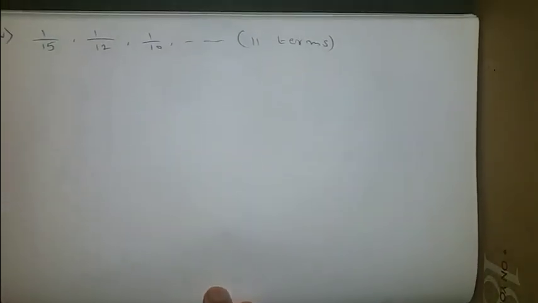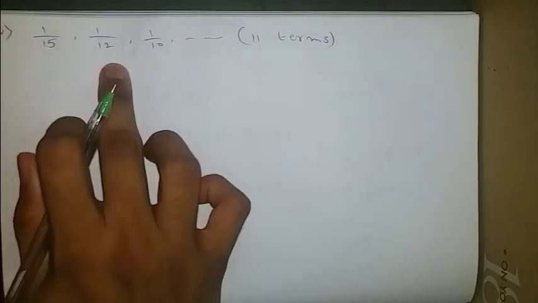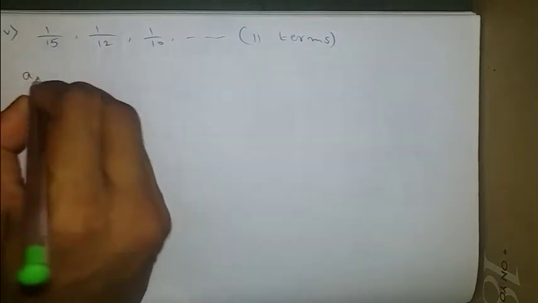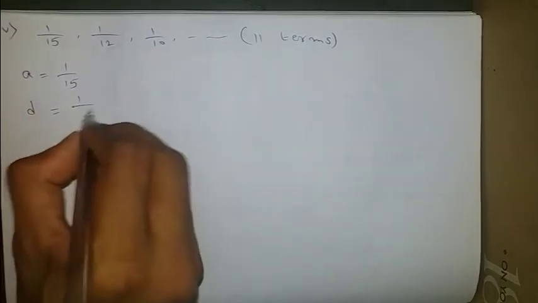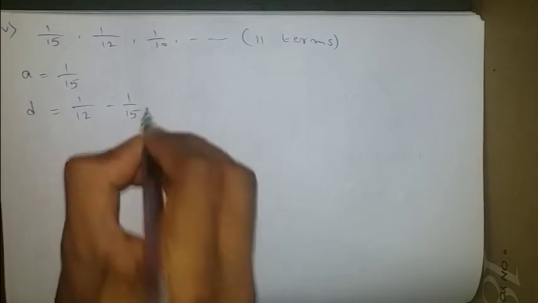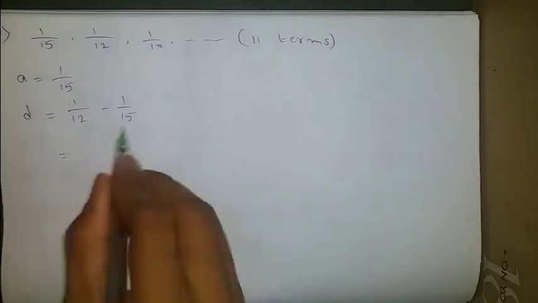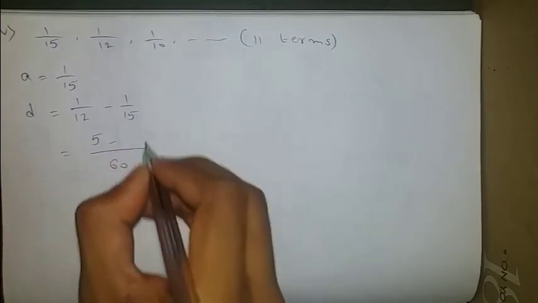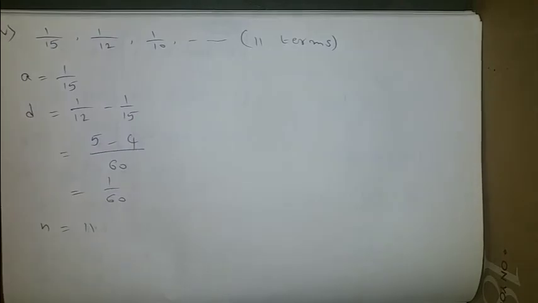Okay, let's move to the next question. 1 by 15, 1 by 12, 1 by 10, continuing till 11 terms. So the first term a is equal to 1 by 15. The common difference d is the second term minus the first term. If we find the LCM of 12 and 15, it will be 60. In the 12 table 5 is 60, so 5 minus, in the 15 table 4 is 60, which is 1 by 60. So n is equal to 11 terms.